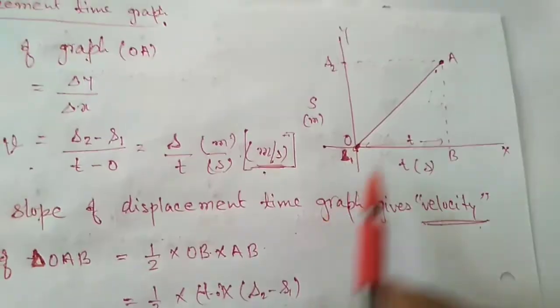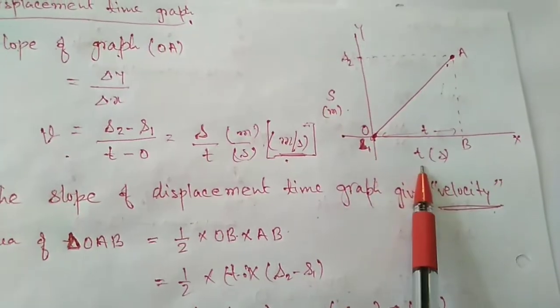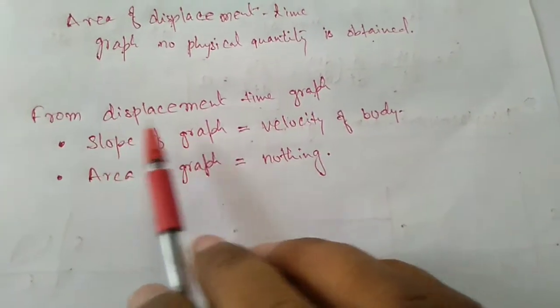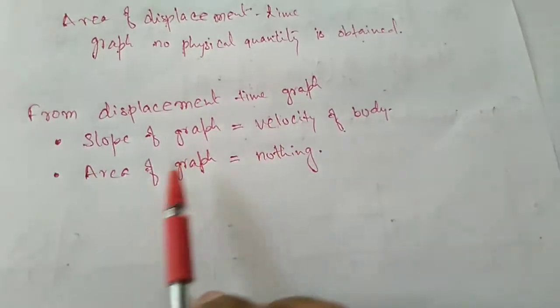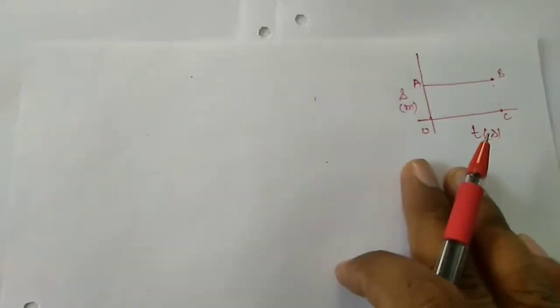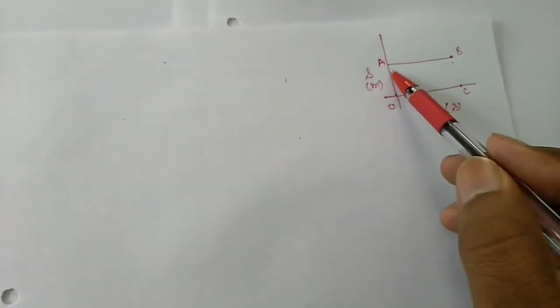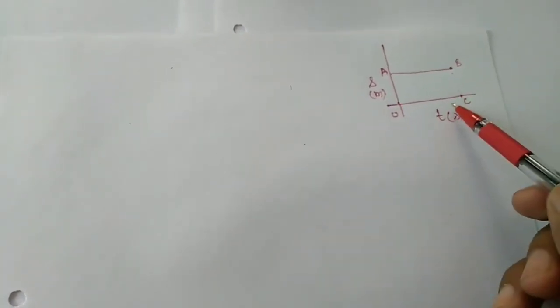This means in an examination the question will never ask about the area of this displacement-time graph. It may ask for the other graphs. So what we have calculated from the displacement-time graph is that the slope of the graph is equal to the velocity of the body, and the area of the graph is nothing. Now see the next graph, a different type of graph. When the displacement-time graph is horizontal to the time axis, again the same thing. If you calculate the area, this is like a rectangle, length into breadth, meter into second, no physical quantity.